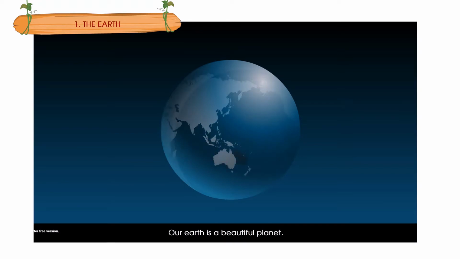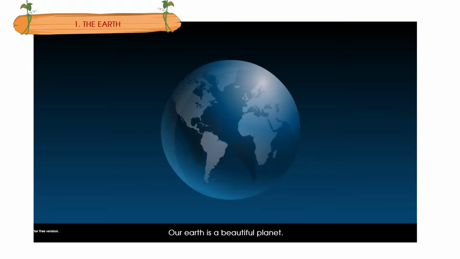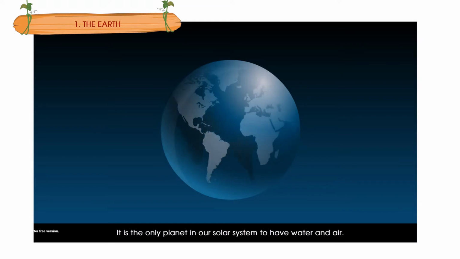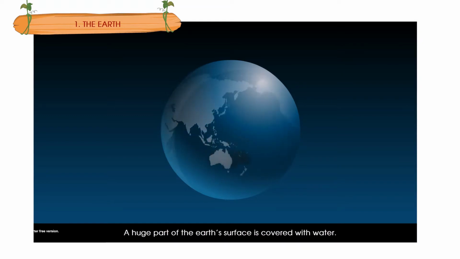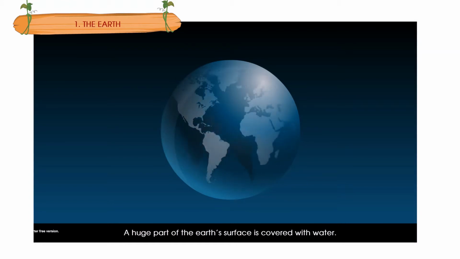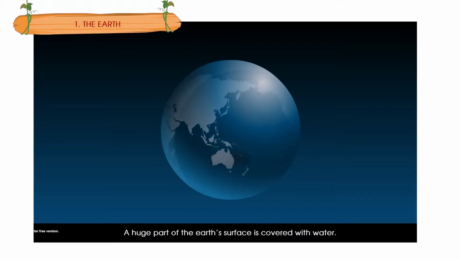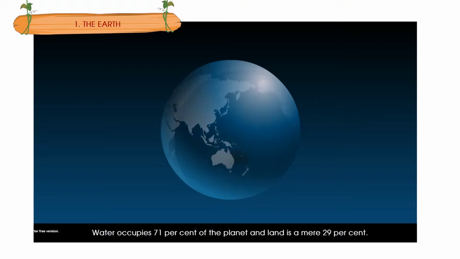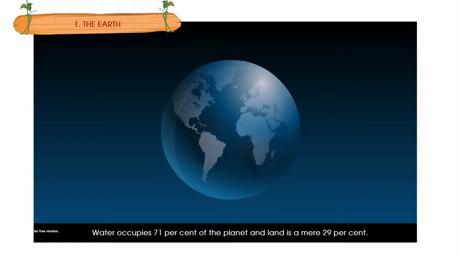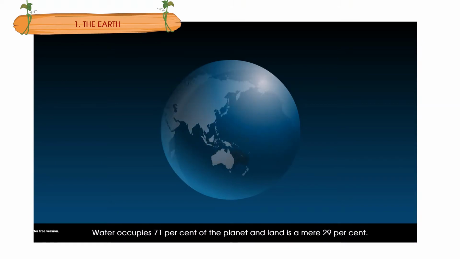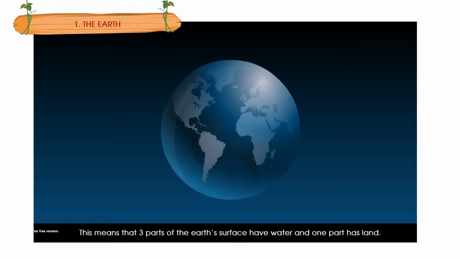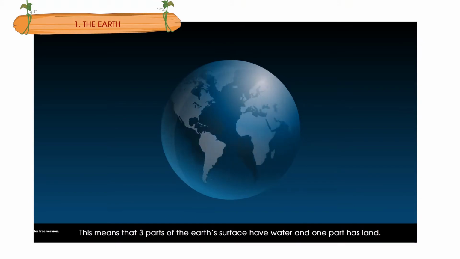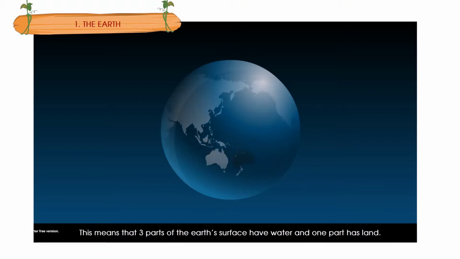Our Earth is a beautiful planet. It is the only planet in our solar system to have water and air. A huge part of the Earth's surface is covered with water. Water occupies 71% of the planet and land is a mere 29%. This means that 3 parts of the Earth's surface have water and 1 part has land.